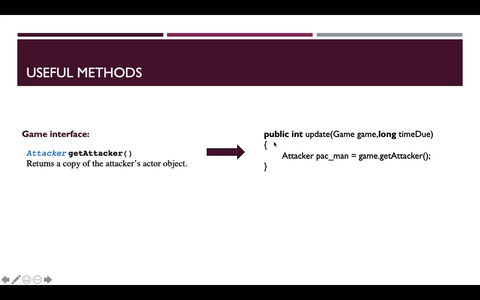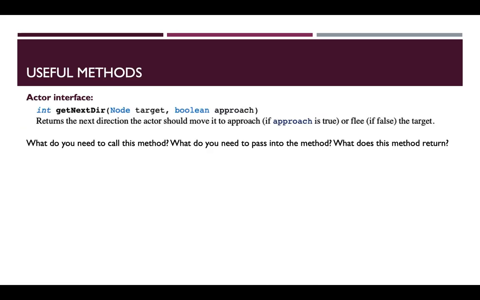So this is how you would do it. You would need to create a variable that's an attacker object and then set it equal to whatever the method returns. And remember, we're using the game object, which in the update class is passed in as a parameter, in order to call getAttacker. Okay, moving on. So the next one is in the actor interface, and it's called getNextDirection.